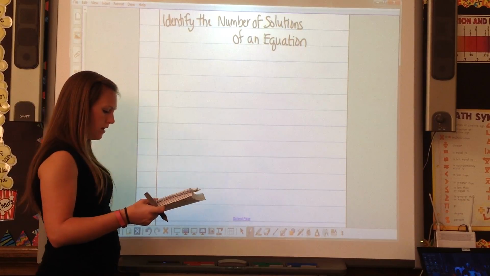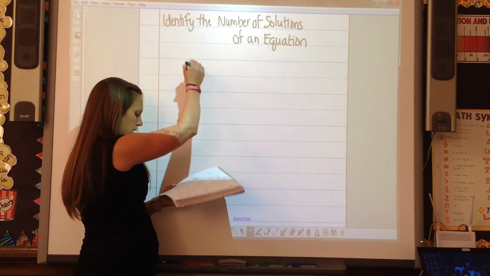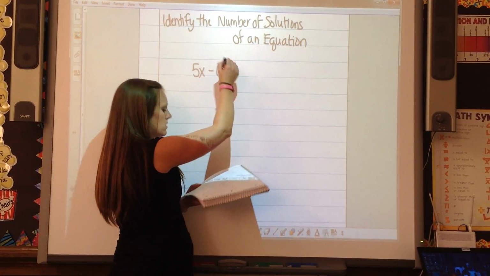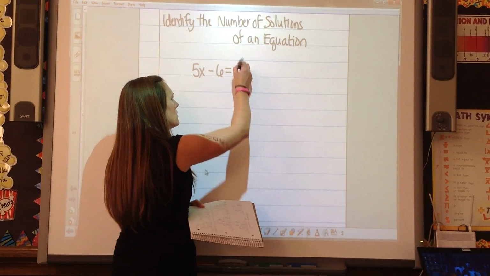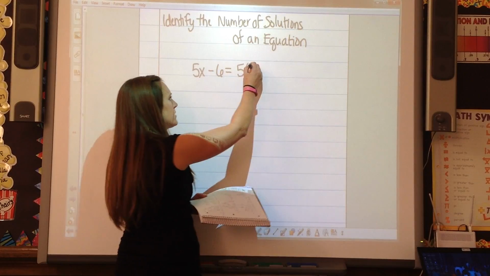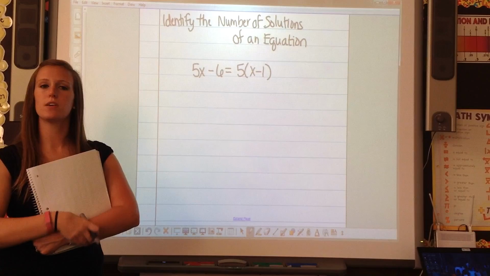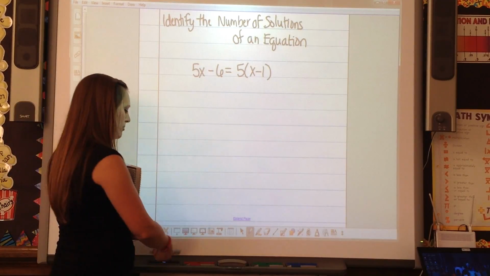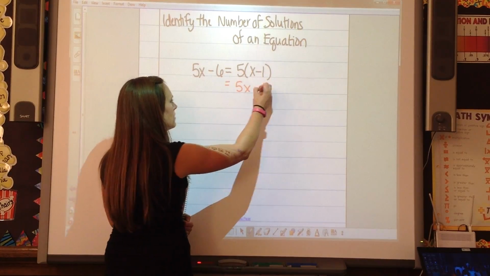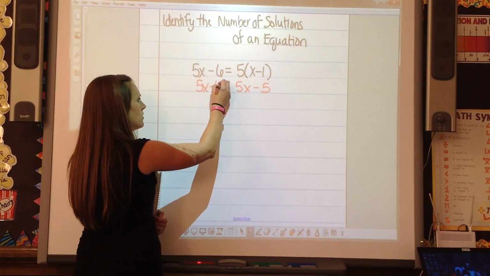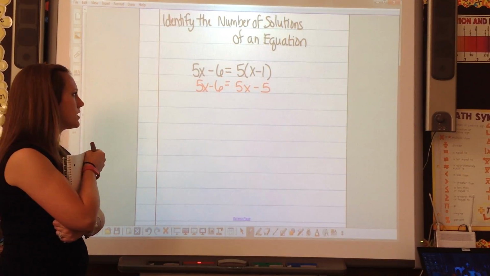So let's say we have an equation like this. 5x minus 6 equals 5 times the quantity, x minus 1. You're going to solve the equation just like we have in the past, using the distributive property. I'm going to distribute this 5 first. Eventually you're going to get enough practice that you can see it in this step, but I'm going to keep going here.